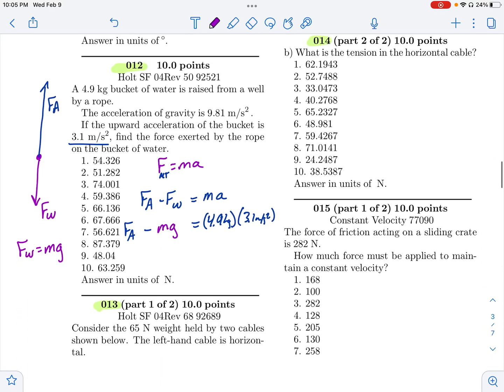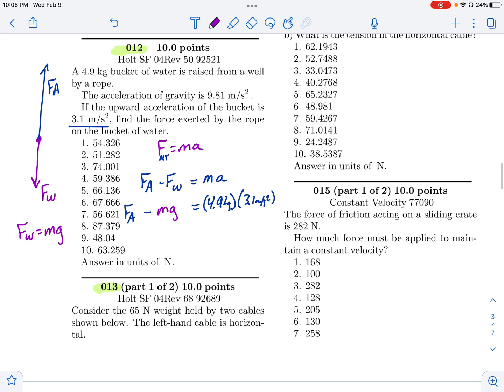All right, number 12. This is another really core question where we need to realize a couple things, and a free body diagram helps you explore the forces. So it says we have a bucket of water. They give us the mass of the bucket raised from a well by a rope. Okay, so if this is the bucket, there is a force of weight pulling down on the bucket. It is not 4.9 kilograms. The weight is a force. So you take 4.9, the mass, times 9.8, acceleration of gravity. That becomes your weight force.